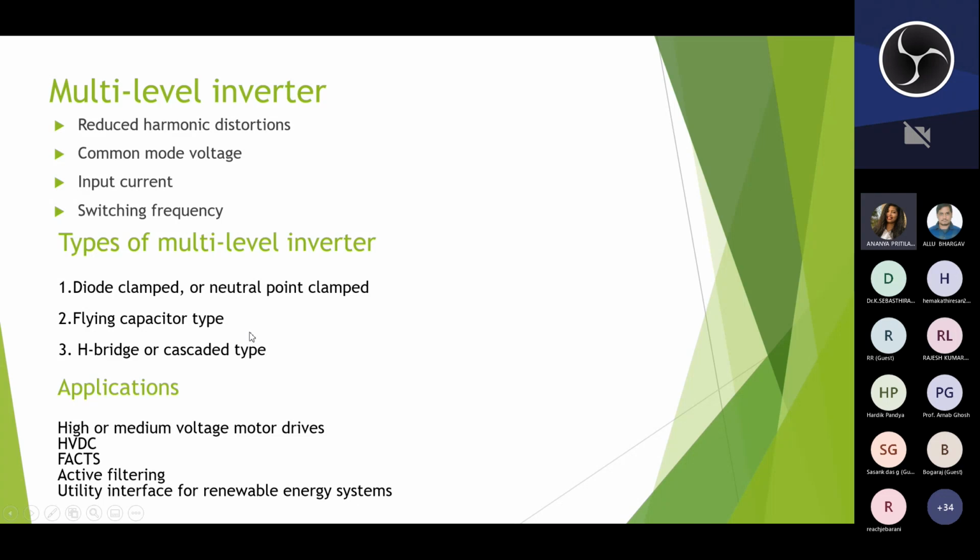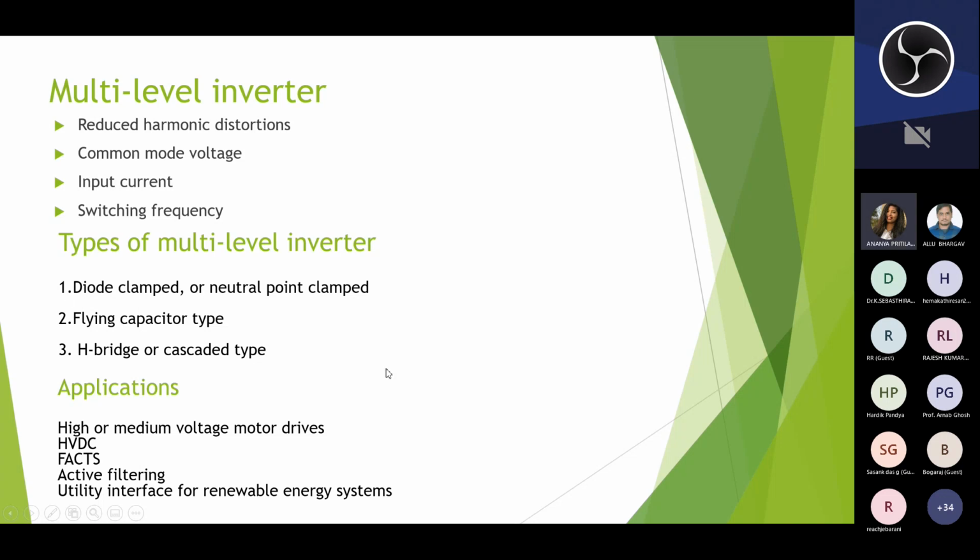So, types of multi-level inverters: there are three types. The diode clamp, that is the NPC, neutral point clamped inverter. The second one is the flying capacitor type, and the H-bridge cascaded type. I have opted for the NPC, that is the diode clamp inverter.